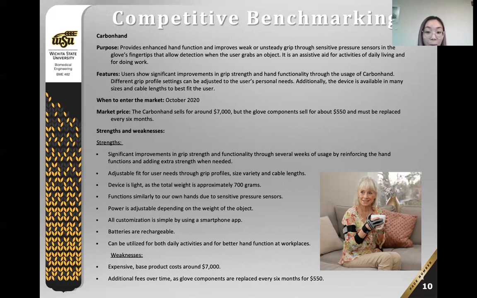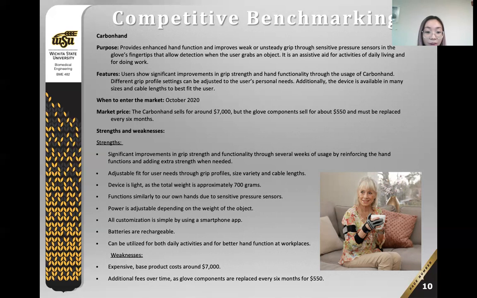The features of the Carbon Hand include how users show significant improvements in grip strength and hand functionality through the usage of this. Different grip profile settings can be adjusted to the user's personal needs, and the device is available in many sizes and cable lengths to fit the user. This product entered the market in October 2020 with a market price of around $7,000. However, the additional glove components sell for about $550 and must be replaced every 6 months.